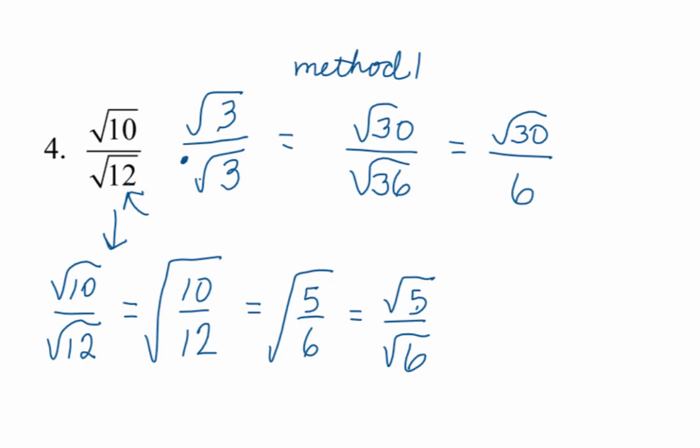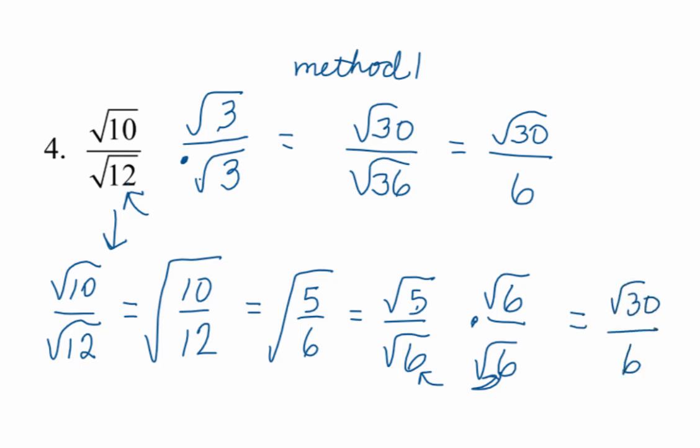See what I did? And now it's very clear, the 36 now, isn't it? Can you see the 36 there? It's very clear that we can turn that. We need another 6 here now, and we get the same answer, square root of 30 over 6. So there's another method for problem number 4.